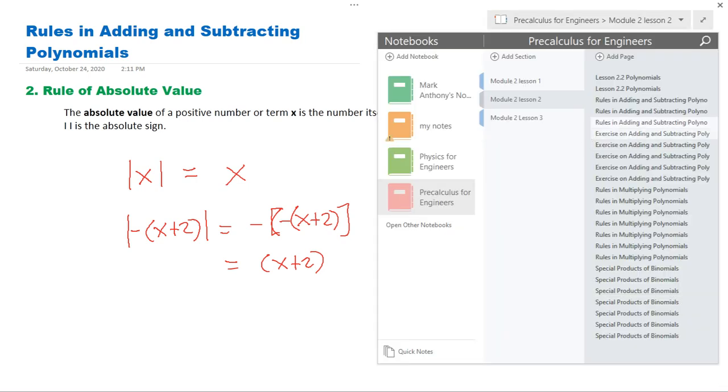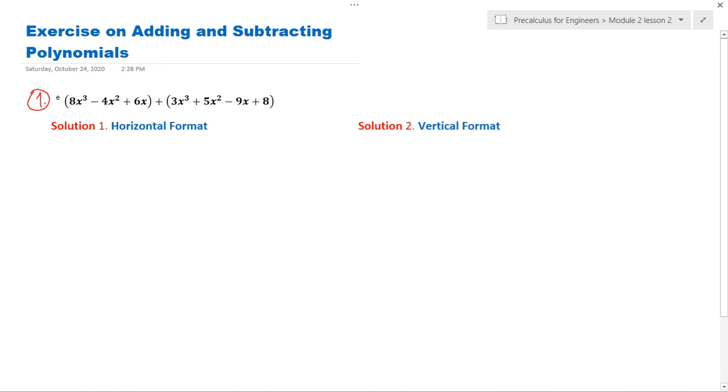Next, we have an exercise on how to add and subtract polynomials. So we have two options here. You can use either horizontal format or vertical format. In the first example, I will show you both methods in order to prove to you that they have the same answers. So in adding polynomials, we have here two parts. We have here the addend. So addend. And we also have here the augend.